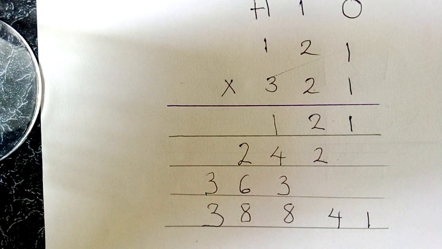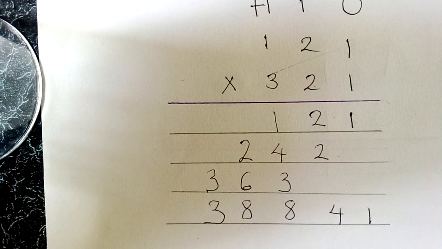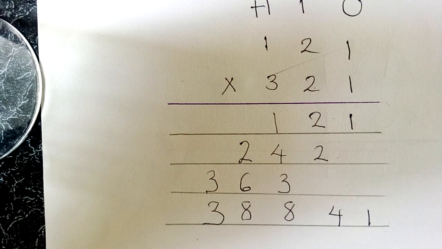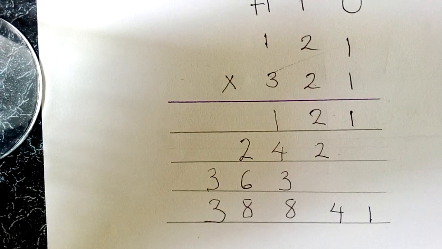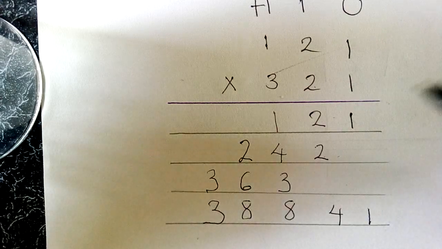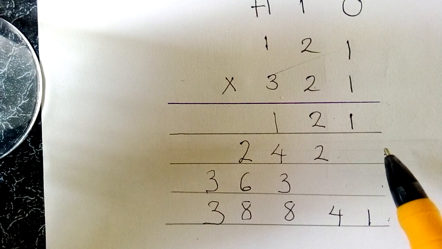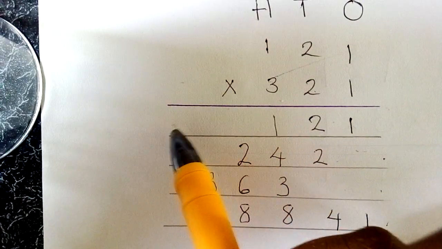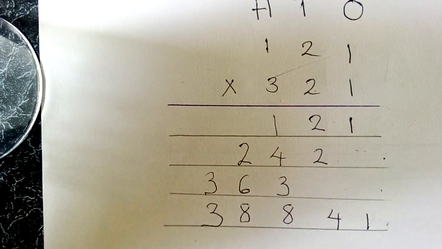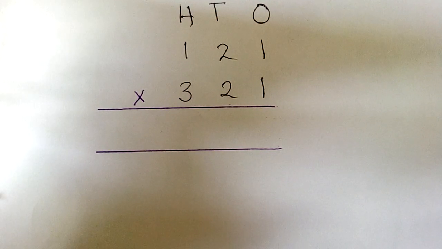So this is the common method of multiplying any numbers. Now I want to show you an interesting method of multiplying three-digit numbers without creating all these rows. We're going to use just one row, and this is how we're going to do it. So we will use 5 rules to guide us.